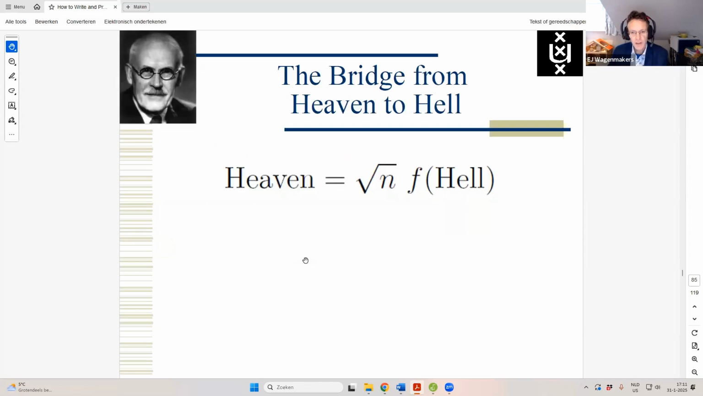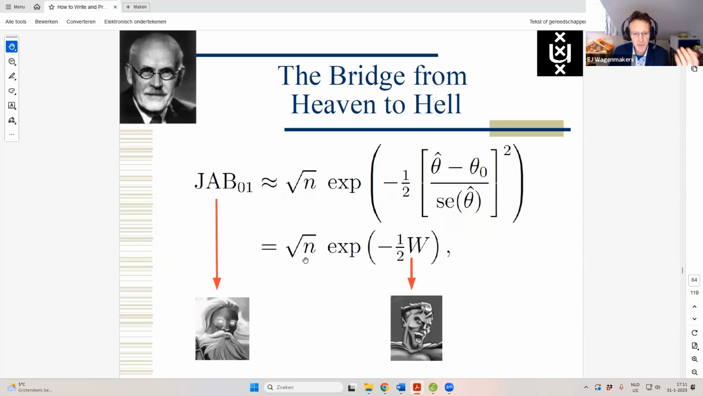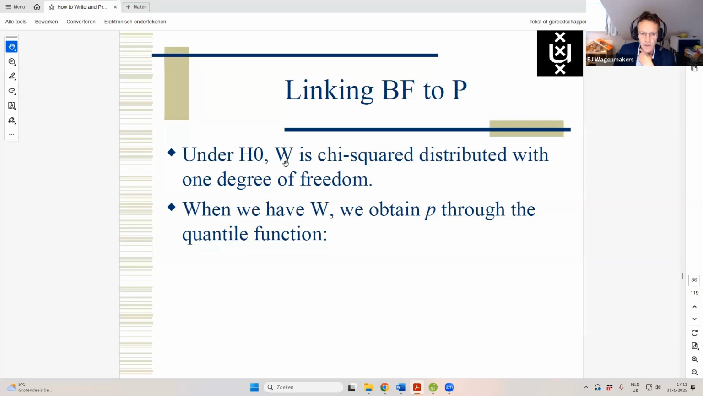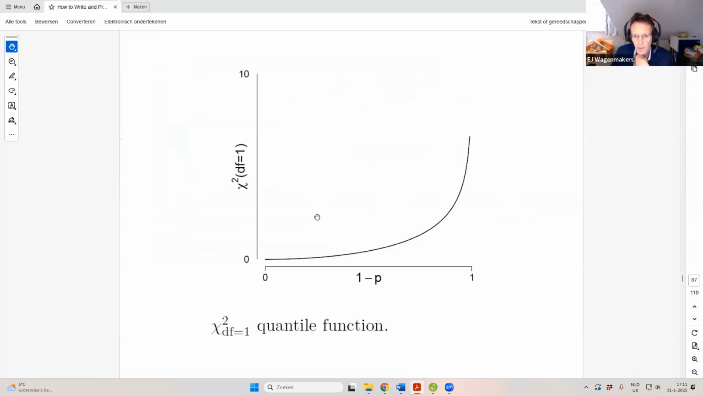So I was still unhappy with this because it's so general, and because it didn't really bring out the relationship between the Bayes factor and the p-value. It brings out the relationship between the Bayes factor and the Wald statistic, but very few people can make intuitive sense out of this. So what I did is I said, well, under the null hypothesis, that Wald statistic is chi-square distributed with 1 degree of freedom. So when we have W, we can obtain the p-value through this quantile function. And this is what that quantile function looks like. So now I try to approximate this quantile function with something very simple. And when I have that approximation, I can slot that into the equation and hopefully get out something simple.